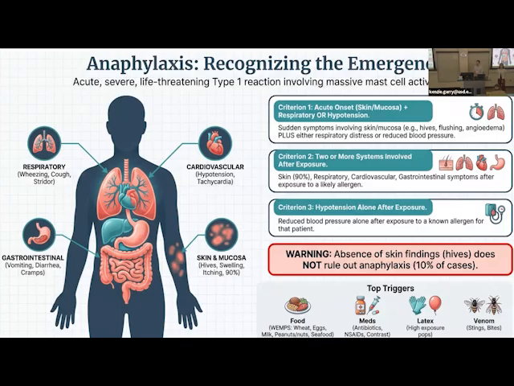It can be skin, respiratory, cardiovascular, or GI system. Also hypotension is another criterion. It can be vague, and it's easy to miss if you don't check the patient's blood pressure. Patients can also collapse and have syncope with anaphylaxis. So when we see a patient with syncope, we should always keep in mind that the patient may have anaphylaxis.